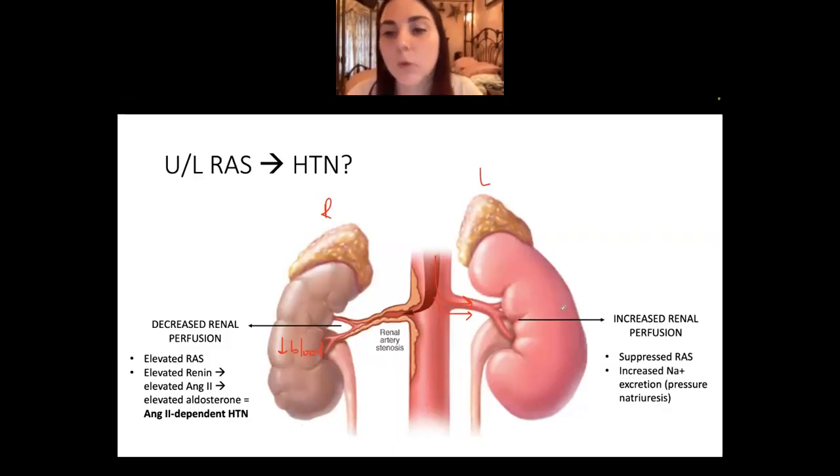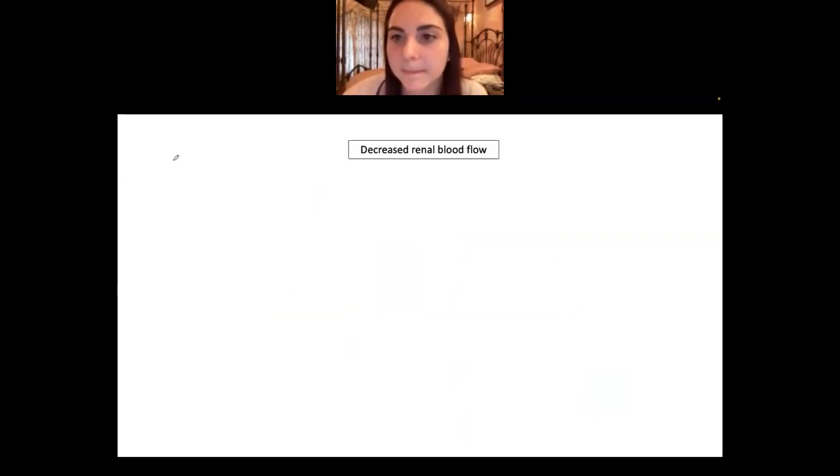This side, since it's getting more blood volume, it's like, oh, we don't need renin, aldosterone, angiotensin. We don't need that system. So it's actually going to decrease that system, and it's going to increase sodium excretion. This is known as pressure natriuresis. And this is actually why for a really long time, you might not even know that you have renal artery stenosis, because the other kidney compensates for it, which is really interesting.